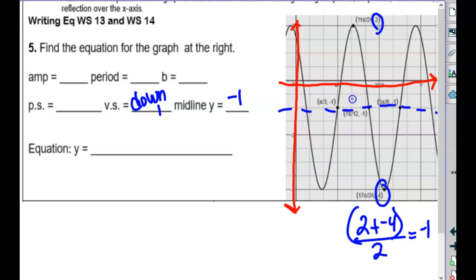The amplitude: if it goes up to 2 from -1, it's going up 3, and -1 minus 3 would be -4, which works, right? It's not -3, it's always a positive amplitude, okay?